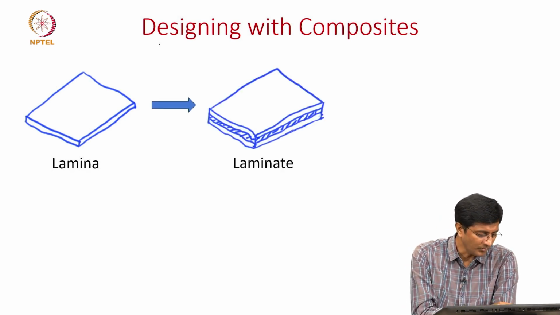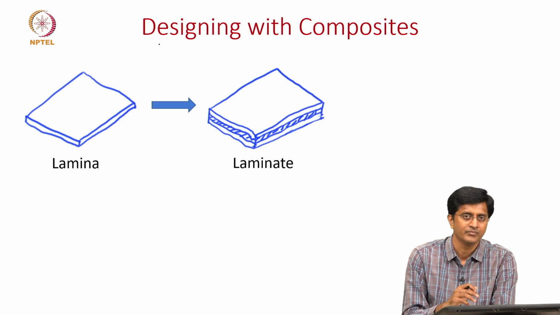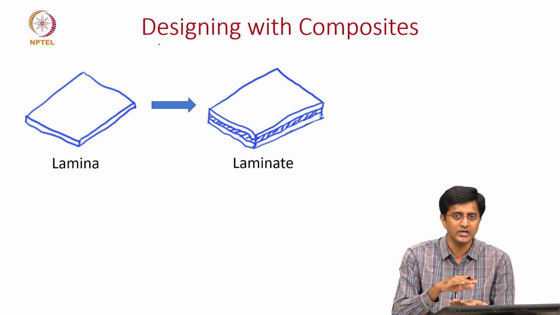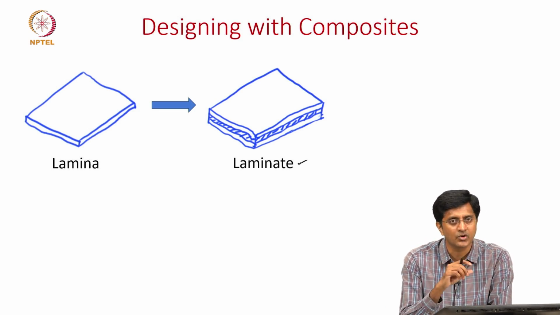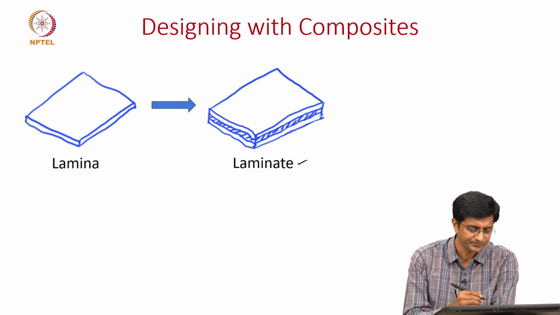Then from lamina we go to a laminate, where we stack up individual layers to create a laminate. In practice, these layers can go as high as 30 or 40 in several industries.